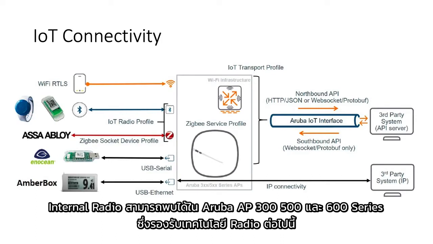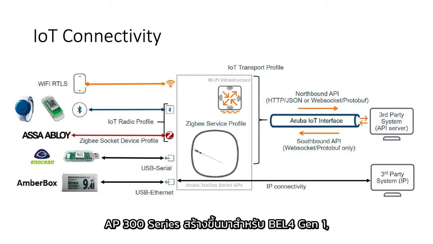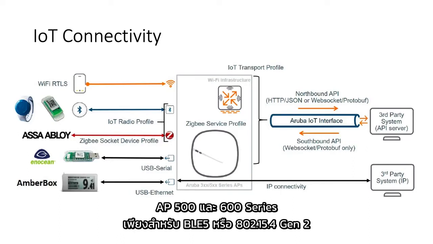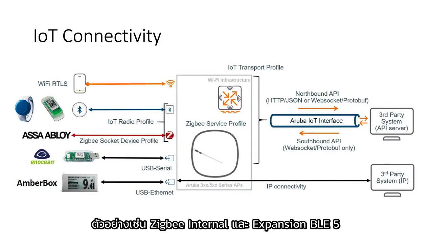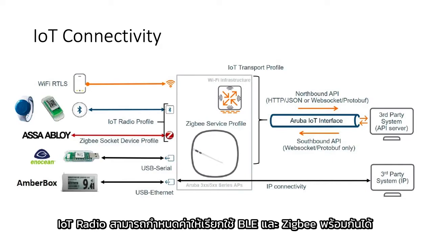The internal radio can be found in Aruba 300, 500 and 600 series APs supporting the following radio technologies. 300 series access points is BLE 4 Gen 1. 500 and 600 series access points is BLE 5 or 802.15.4 Gen 2. An example is ZigBee. The internal and expansion BLE 5 IoT radio can be configured to run BLE and ZigBee concurrently.